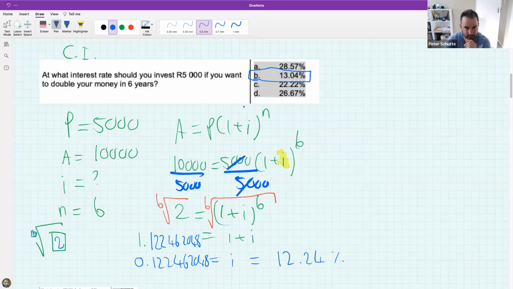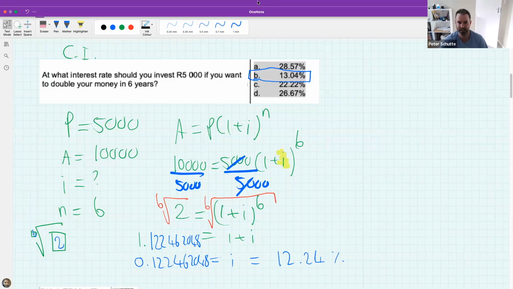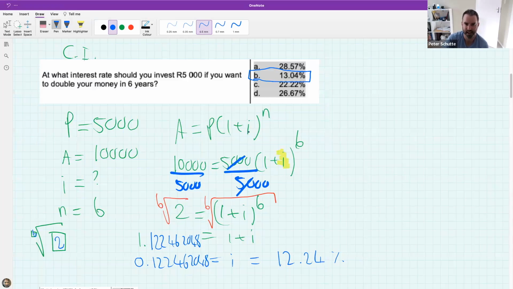Now, this is harder than the last one because I divided by 5,000 and then I had to take the 6th root of both sides. Give me a thumbs up if you followed that. Give me a thumbs down if you didn't follow that. Just want to get a feel for the mood in the room. Because sometimes we have to be able to solve for A and P and I and N. And what we just did now was we solved for the interest rate.